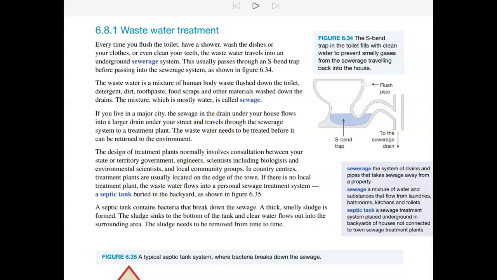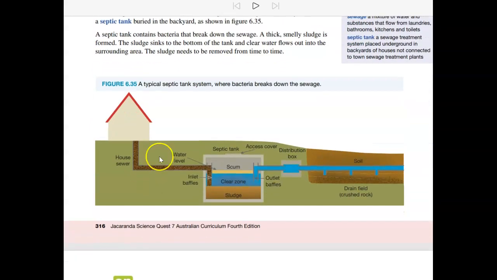So guys, as explained here, the sewage is basically mostly water, but it also has the other byproducts from the toilet. It's got dirt, detergent, the sewerage system, everything. And then it spoke about the septic tank. I'm going to show you a picture if you can see.